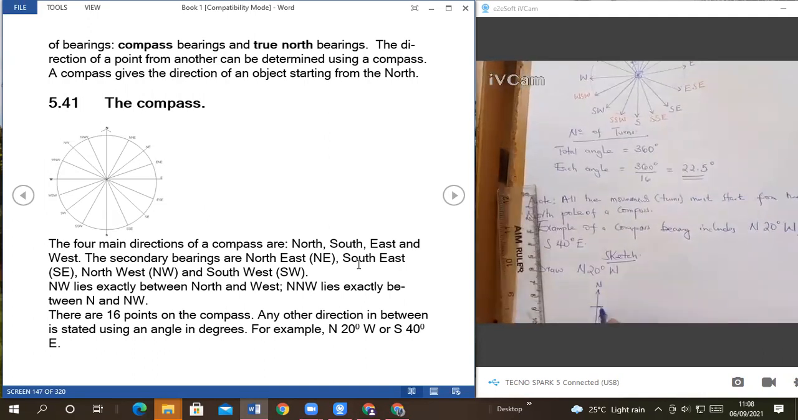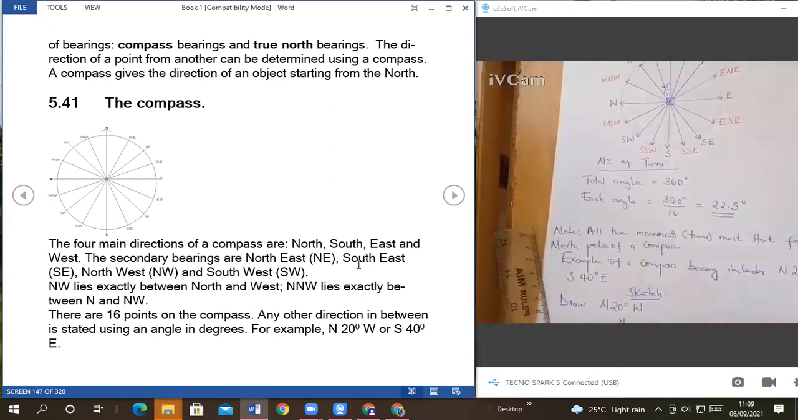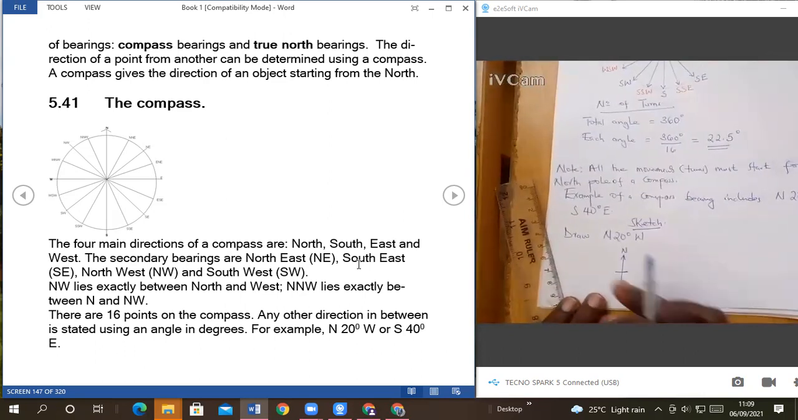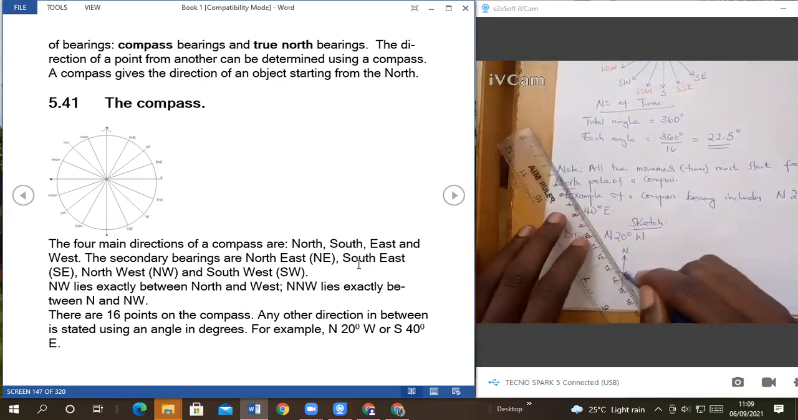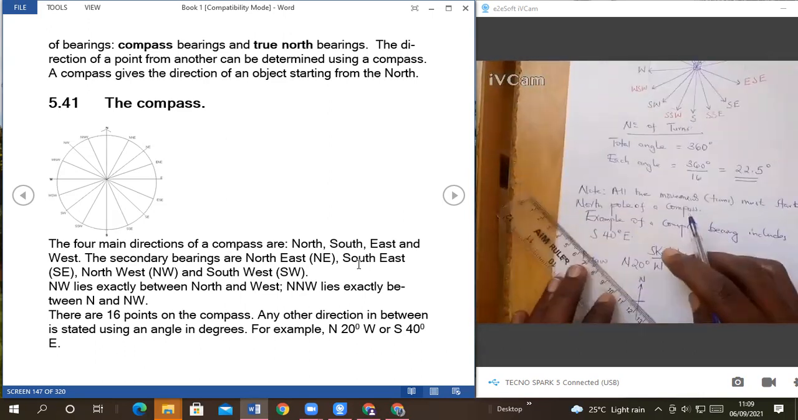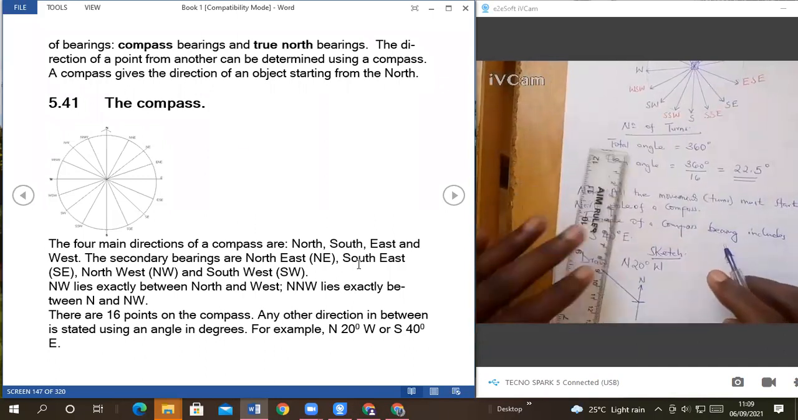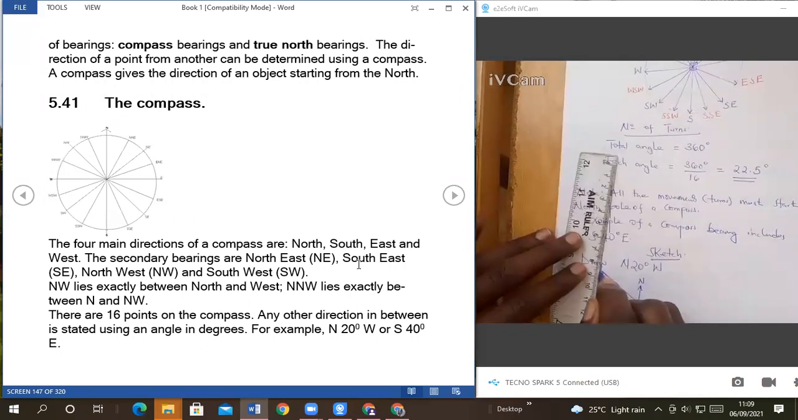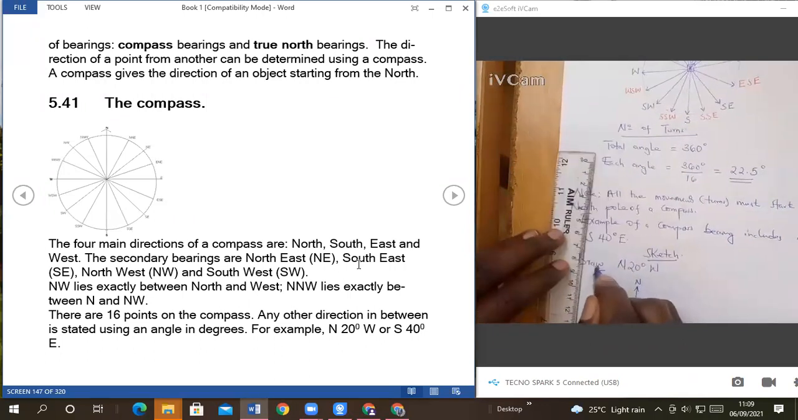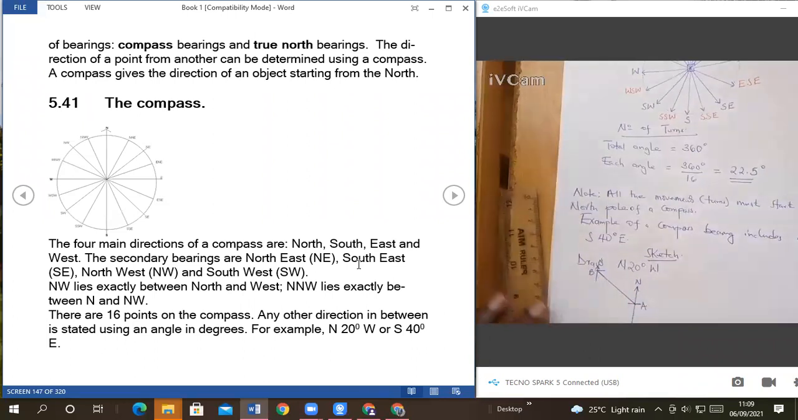But now this one is north 20 degrees west. So are you going to draw it? West is this side, not so? Yes, west is this side. So which means you are going to draw it here. Let me make it a little bit big. We are going to draw it there. Yes, like that. So this is our north. Let's say this is point A. This is point B.